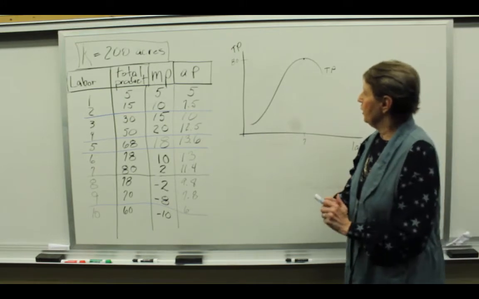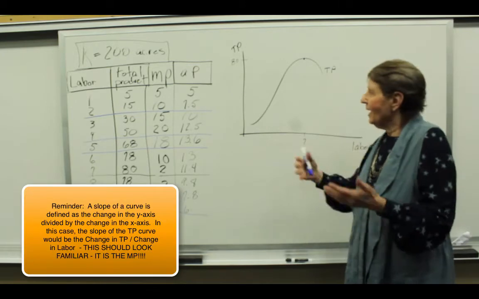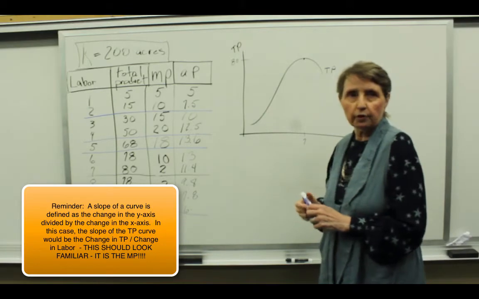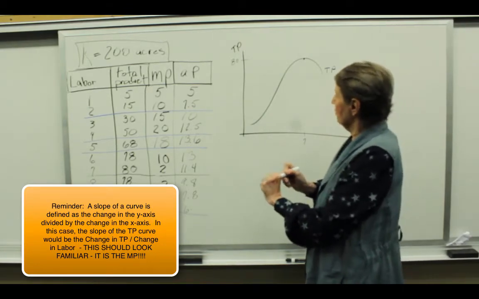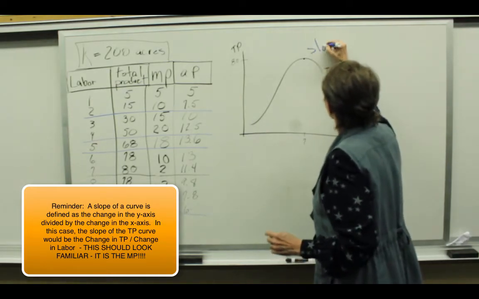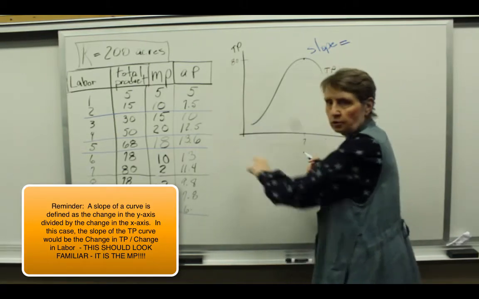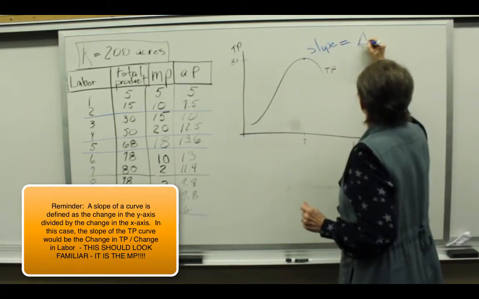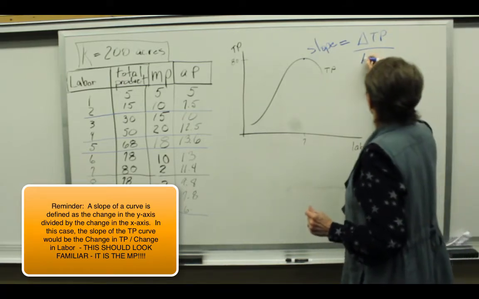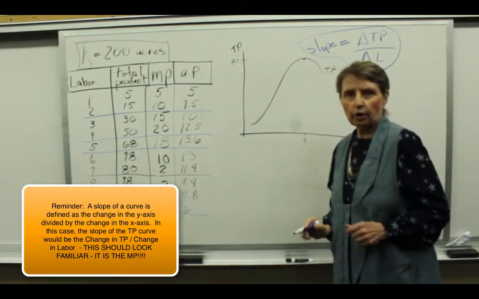My question to you is, what is the slope of this curve? And your answer is, well, change in y over change in x. That's the slope of this curve. And so if we were to write the slope of this curve, the slope is change in total product over change in labor. So that's the slope of that curve.